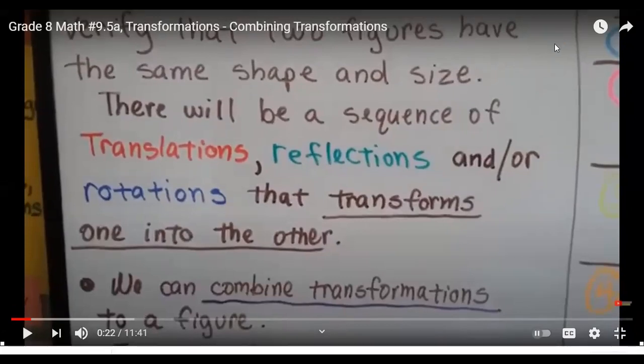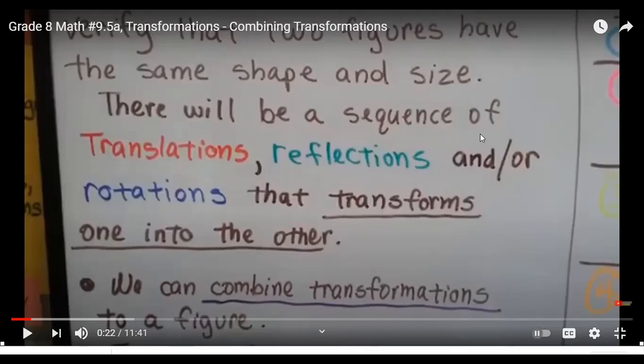So we will make a reflection and rotation and translation all in the same figure? Yeah, it could be a sequence, right? So the same shape and size, there will be a sequence of translation, reflection, or rotation that transforms one into the other. That is called combining transformations.